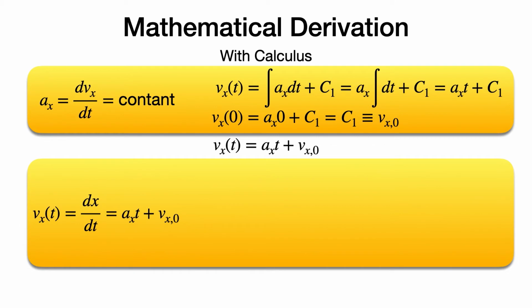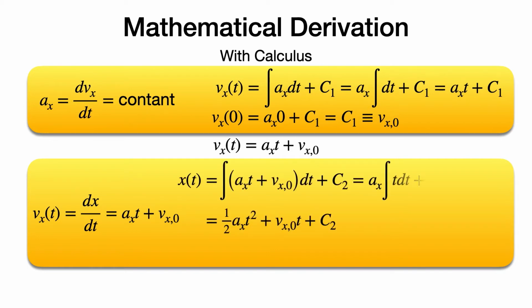Next, we want to consider the velocity, which we know is the time derivative of position. Again, we can integrate with respect to time. And this will give us the position as a function of time is just the integral of our a sub x times t plus v naught. Again, it's an indefinite integral, so we have to add an integration constant. We can distribute the integral over the parts which are being summed.